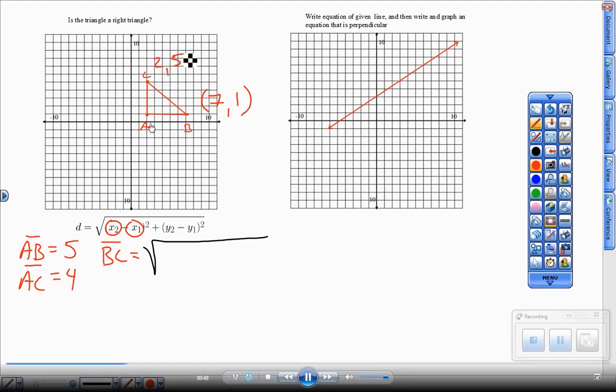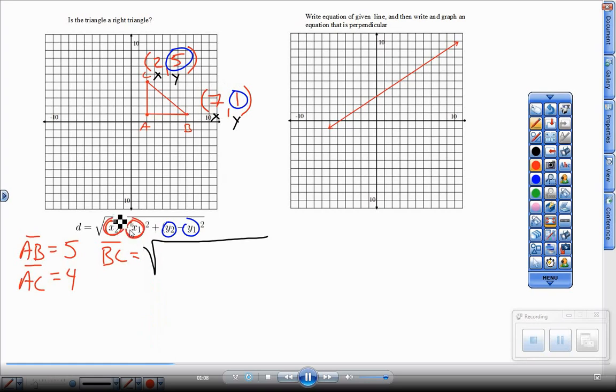So point B, first word is blue. Point B is 7, 1. Point C is 2, 5. Those are my x and y numbers from the points B, C: 7, 1, 2, 5. I'm going to find the difference of these two x numbers, 7 and 2, and then find the difference of these two y numbers, 5 and 1.